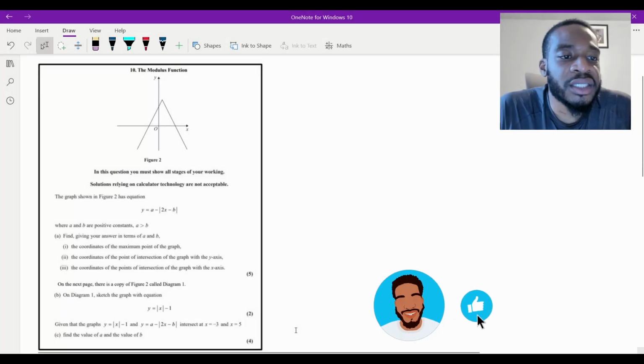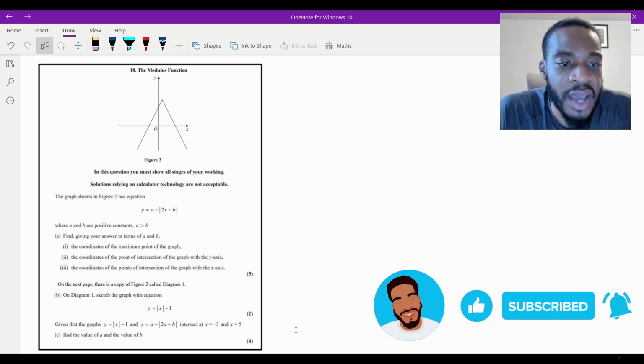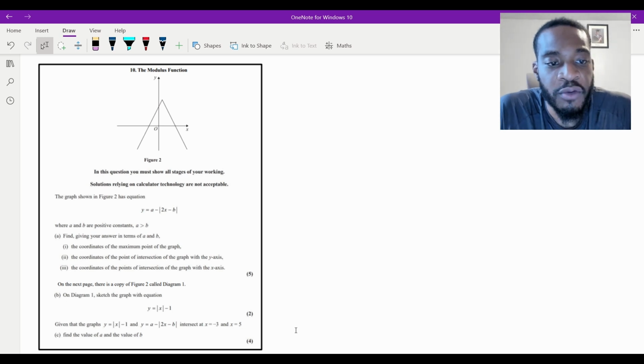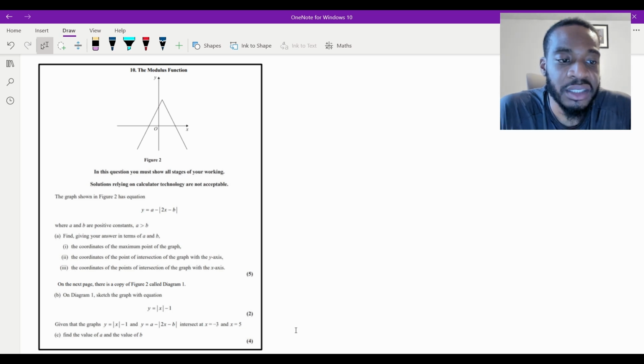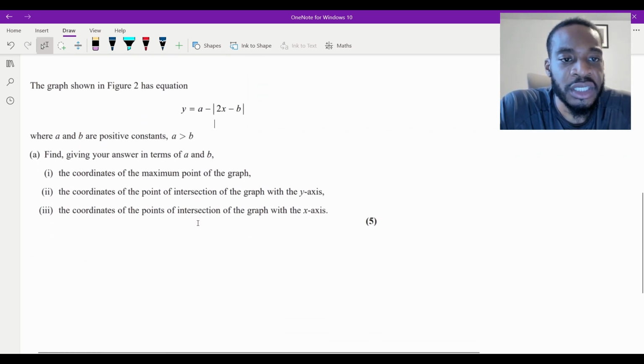Okay, so question 10 says, the graph shown in figure 2 has equation y equals a minus the modulus of 2x minus b, where a and b are positive constants and a is greater than b. Part A says, find, giving your answer in terms of a and b, the coordinates of the maximum point of the graph, the coordinates of the point of intersection of the graph with the y-axis, and the coordinates of the point of intersection of the graph with the x-axis, and this is 5 marks. So I've got this summarized down here, just so it's easier to look at.